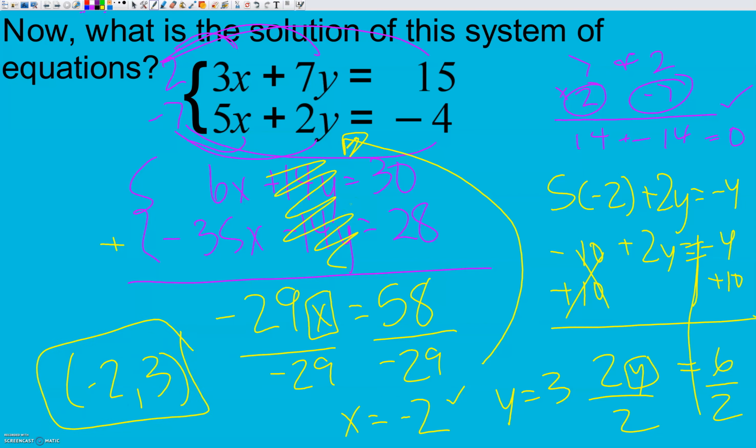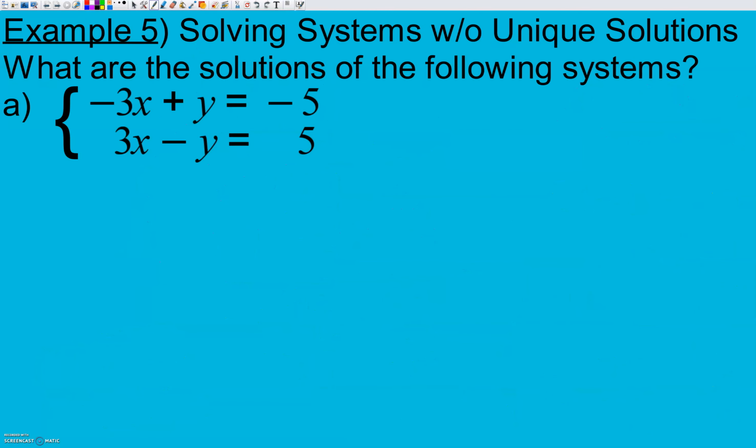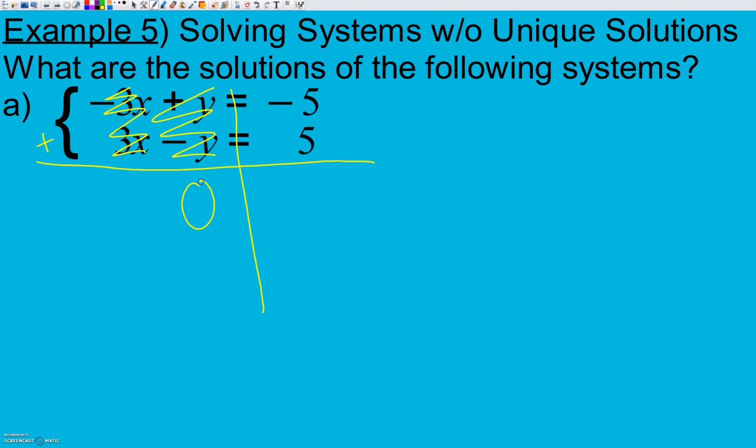And again, we can check that by substituting into the original equations and make sure that the solution we got works for both equations. Here we're going to find the solution of the system. If we look, we already have opposites, so I'm going to go ahead and add these up right away. -3x plus 3x is 0, and y plus -y is 0. So on the left side here, all I have is 0. On the right side, -5 plus 5 is also 0.